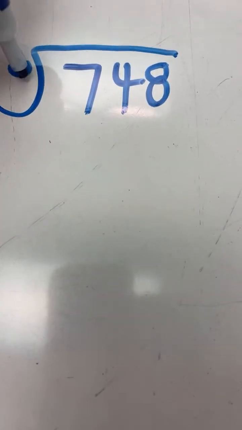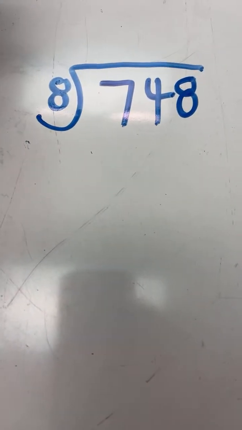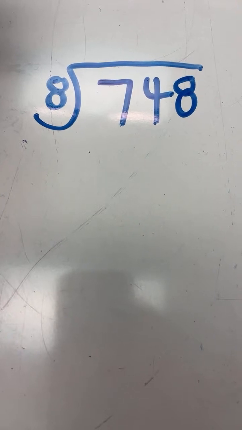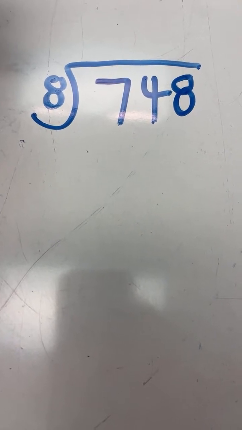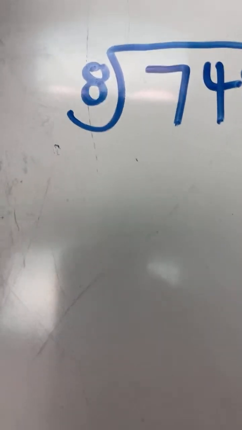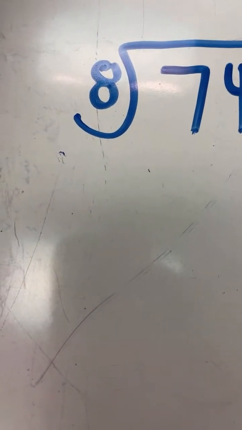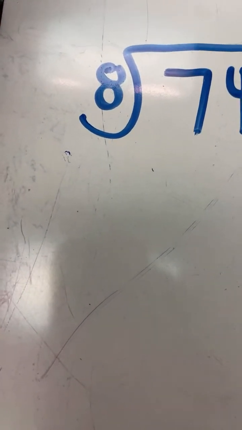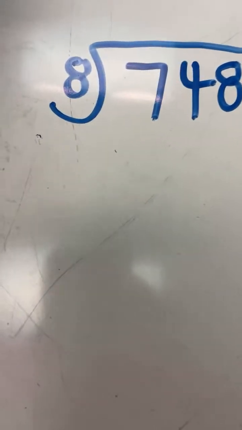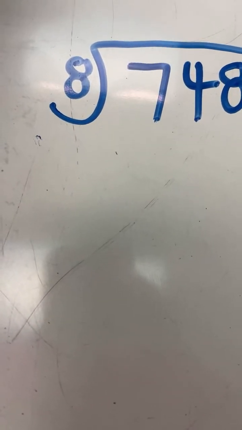748 divided by 8. So step 1, we divide by the smallest number possible. So we can't start out with 1-digit by 1-digit division because 8's bigger than 7, but we can start out with 2-digit by 1-digit. 74 divided by 8.